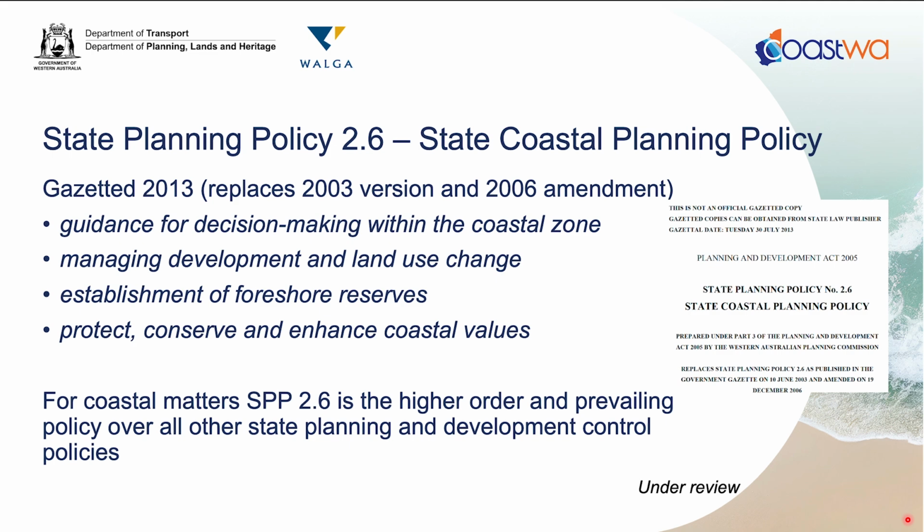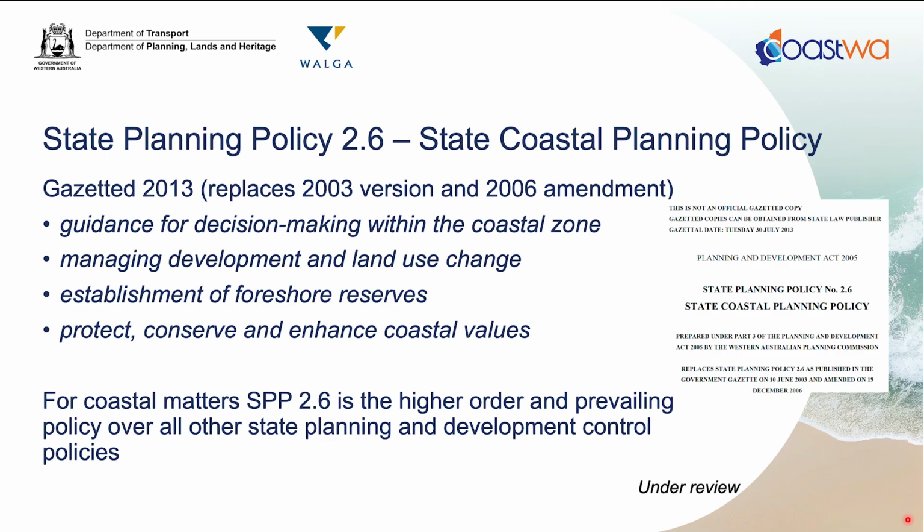The objectives of State Planning Policy 2.6 are to ensure that development takes into account coastal matters, ensure the identification of appropriate areas for the sustainable use of the coast, to provide for public coastal foreshore reserves and access, and to protect, conserve and enhance coastal zone values.